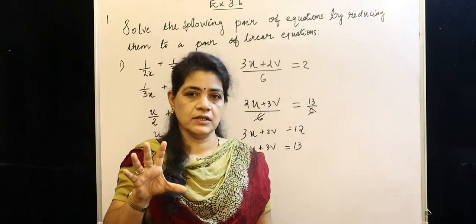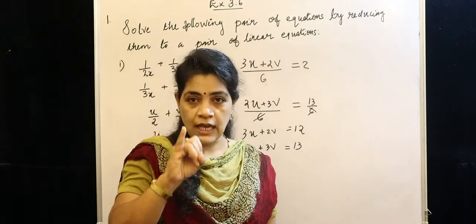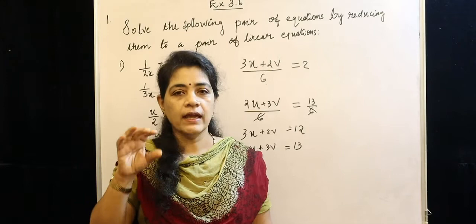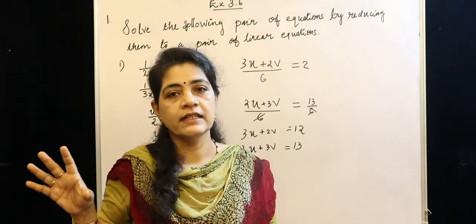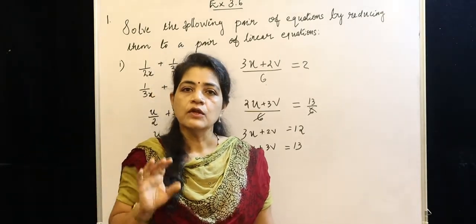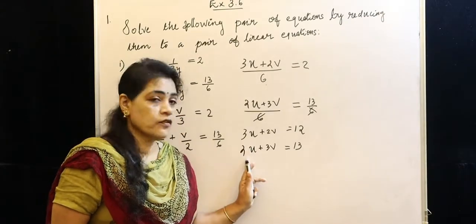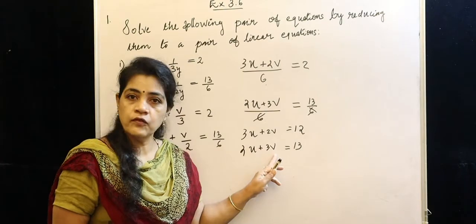These are the three conditions. Same variable, same coefficient, different sign. Then only by adding that term will get cancelled. Understood? So children, here we can see there is no common coefficient for either u or v.